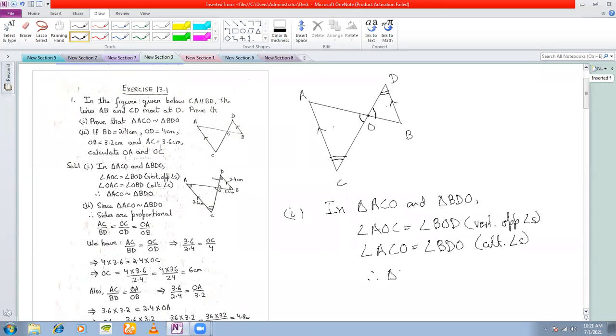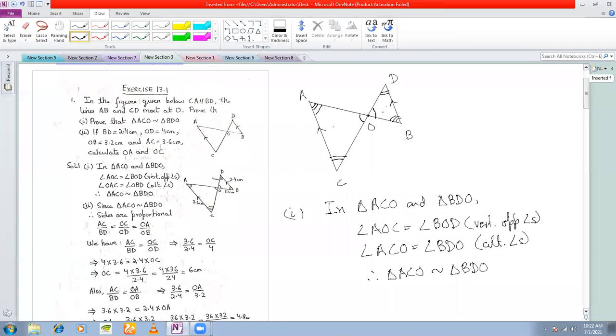Therefore, triangle ACO is similar to triangle BDO. Now, once we have proven similarity, we see which angles are equal so we can write the proportional sides. Clearly this is the third angle, so this also has to be equal. Now with the help of this, we'll write the proportional sides.